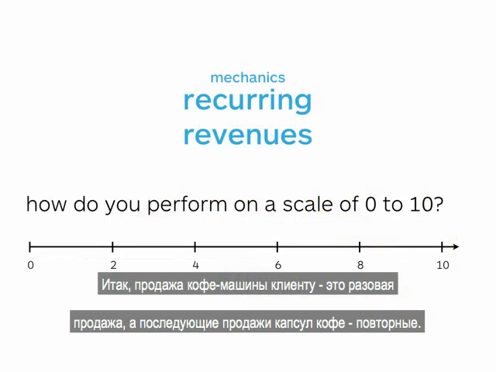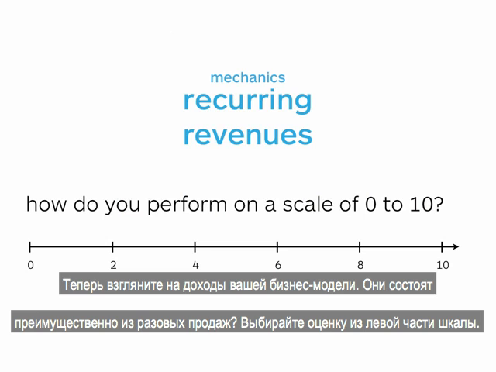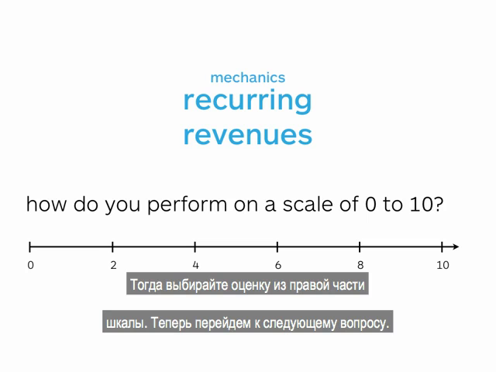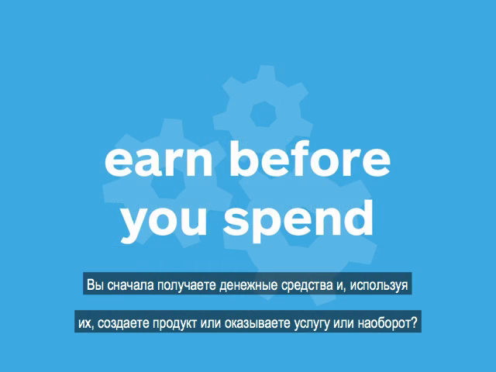Those are recurring revenues. Now look at your business model and ask yourself, do you only have transactional revenues, so you would perform closer to the left-hand side, or do you have recurring revenues that you might even be able to project over years, which would mean you're more on the right-hand side of the scale? Let's look at the next question.